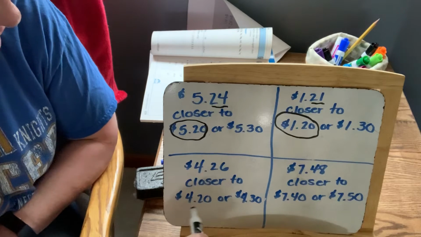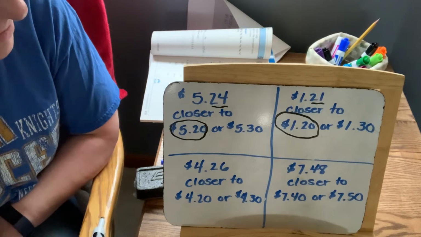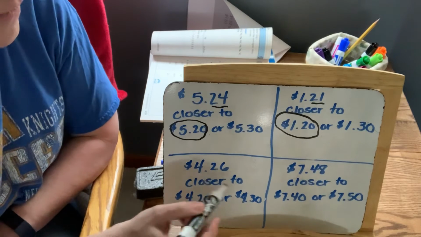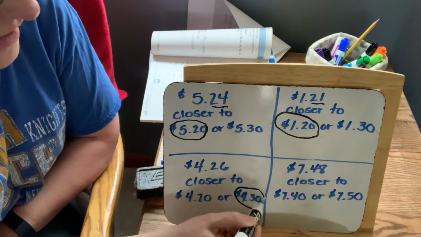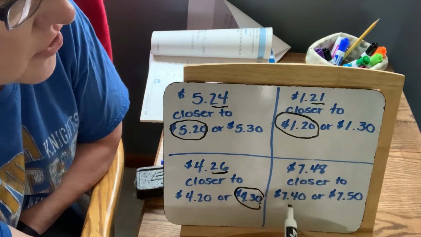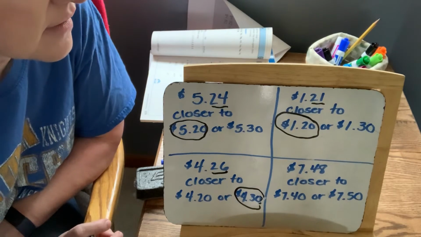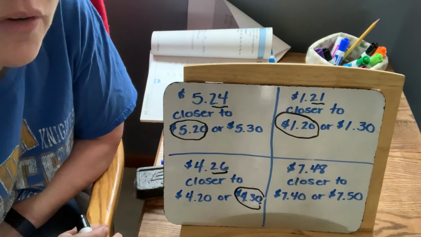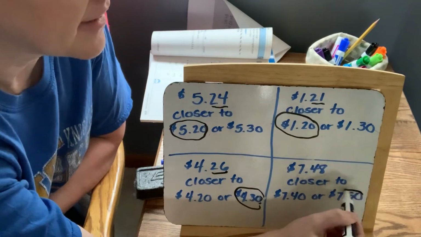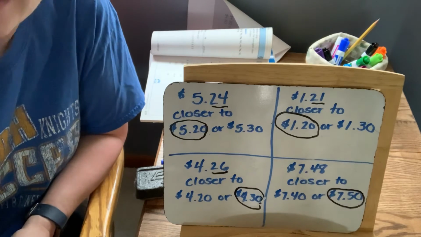$4.26. Is it closer to $4.20 or $4.30? Remember now, where are you going to look? $4.30. Awesome, because it's that 26. And our last one, $7.48. Is it closer to $7.40 or $7.50? Think about where you're going to look, and then how are you going to round it? $7.50.